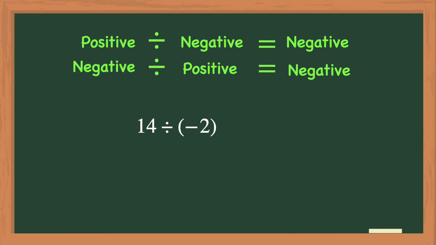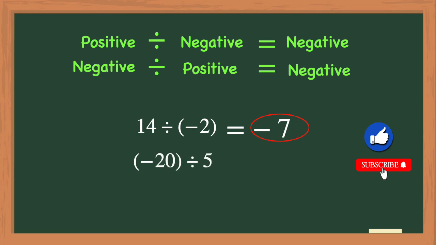Positive 14 divided by negative 2. All we need to do is divide 14 by 2 and then follow the rule for dividing a positive dividend by a negative divisor. So positive 14 divided by negative 2 is negative 7. So much easier than counters.